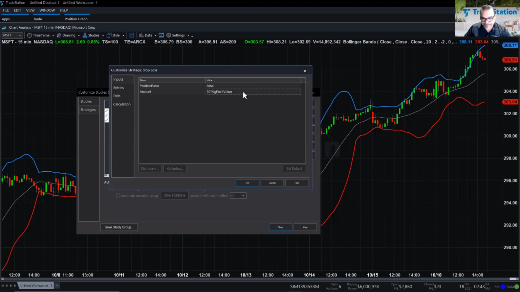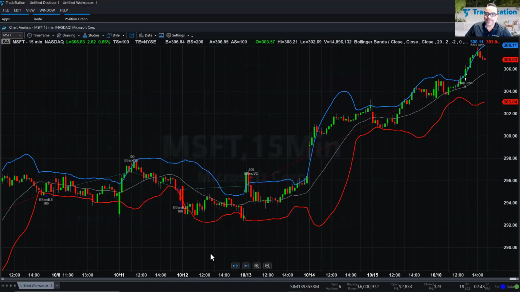For stocks, it doesn't really matter. You put in 10, and it's just 10 whole points. We're not talking about 10 ticks. We're not talking about 10 cents. This is $10. Let's see what this looks like on my strategy backtest.